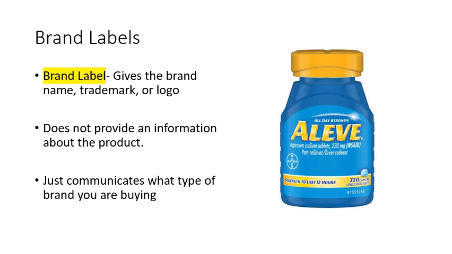Now I put this one in here because there is some information here. It's saying it's naproxen sodium tablets, 220 milligrams. That would be an example of some information about the product itself. So this is actually combining brand label with another type of label that we're going to look at in just a second. But it's important to recognize brand label. You're just getting the brand name, the trademark, or the logo.